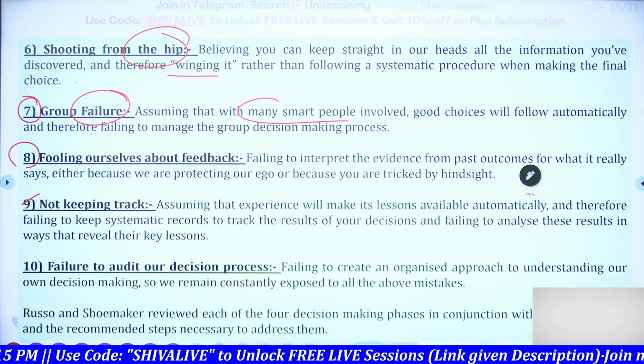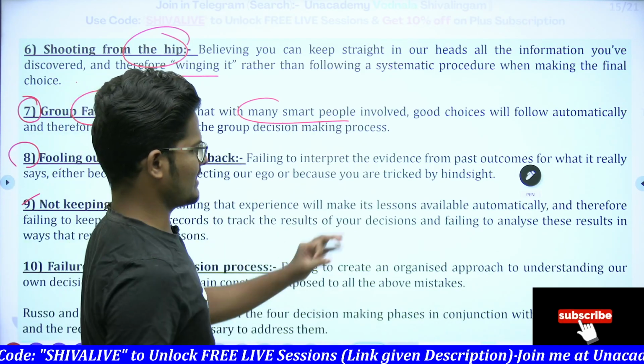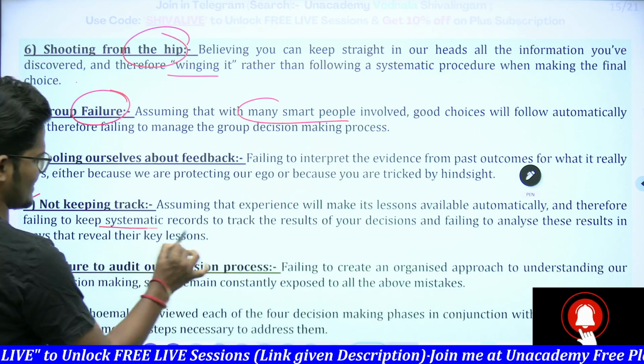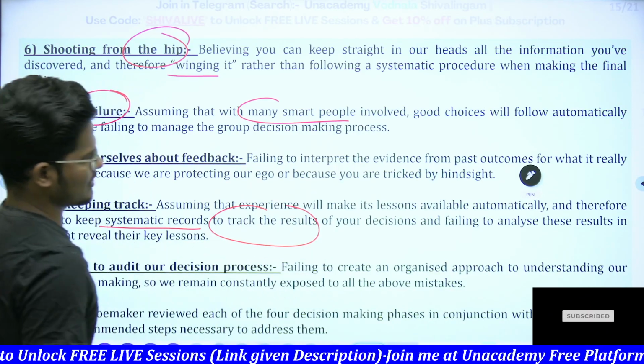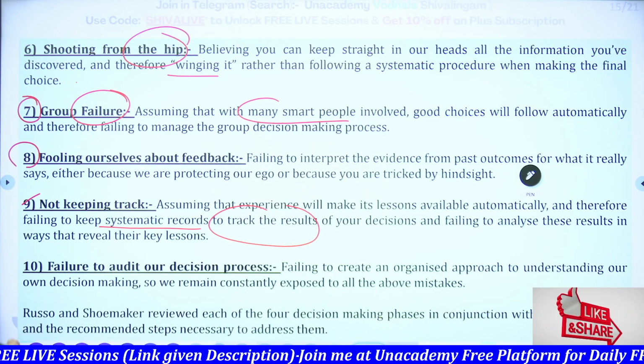And trap number 9, not keeping track. So assuming that experience will make its lessons available automatically, therefore failing to keep systematic records to track the results of your decisions, and failing to analyze these results in ways that reveal their key lessons.